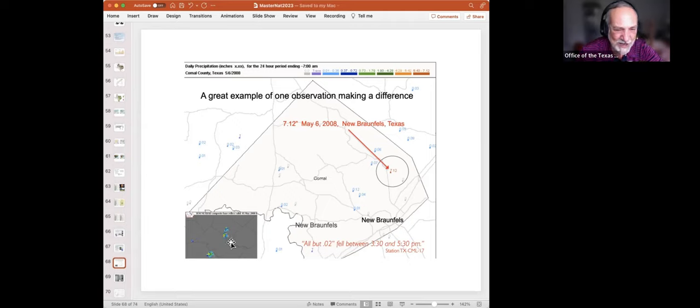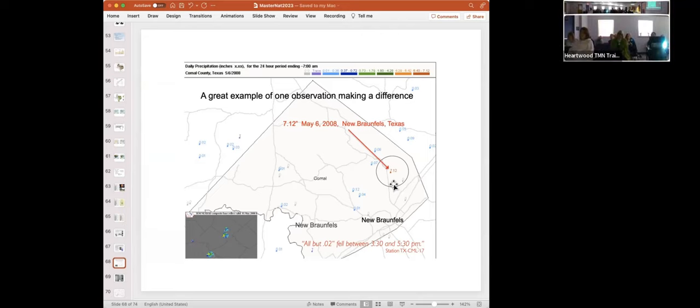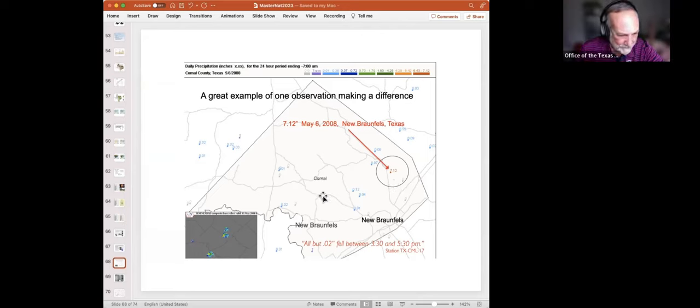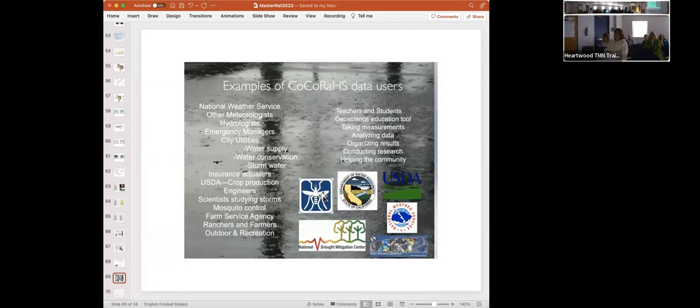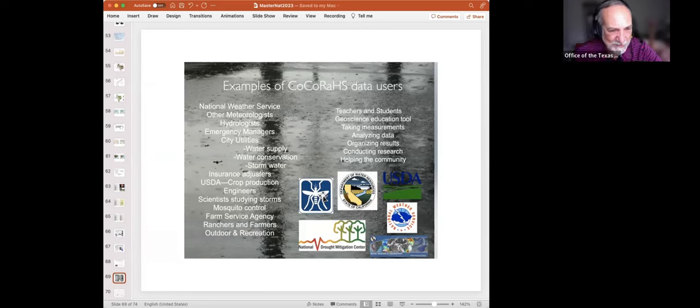And the Weather Service office in New Braunfels would not have had a clue that it was producing that much rain, except for an observer they trusted reporting it. And they were able to issue a flood warning for the areas downstream of that. And indeed, there was a minor flash flood as a result of that individual cell. So that's one application of this, Weather Service and emergency management.